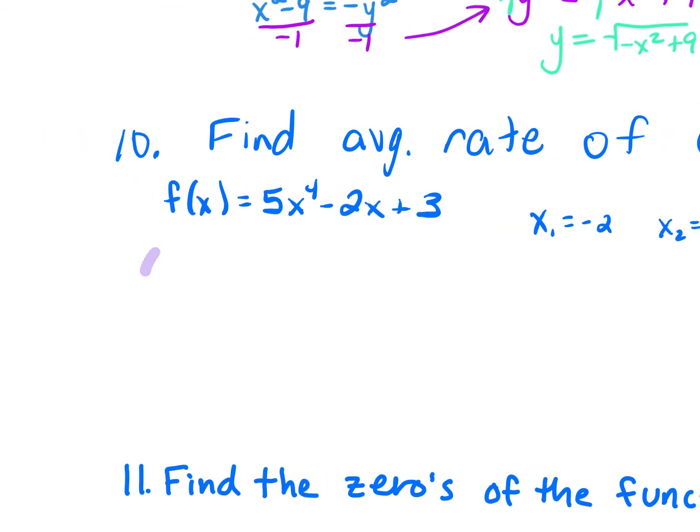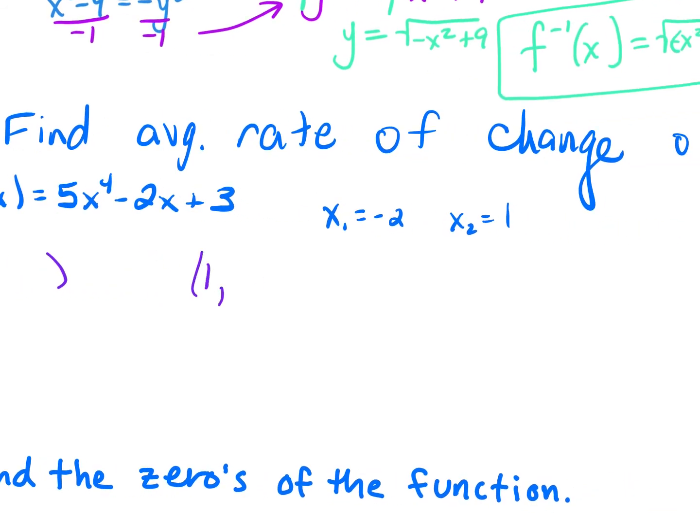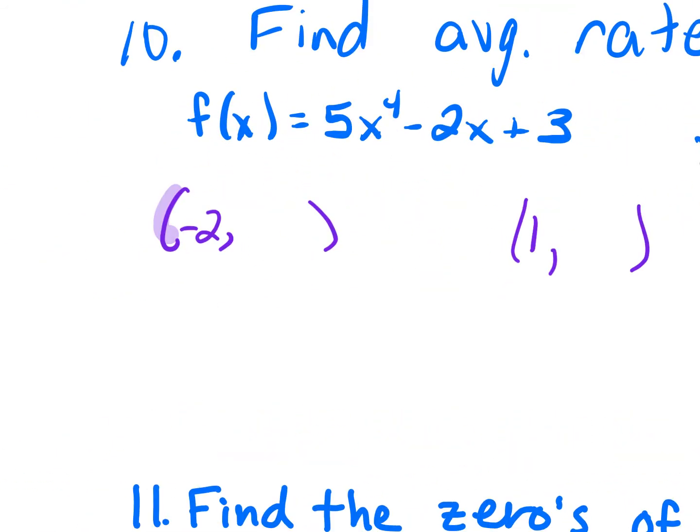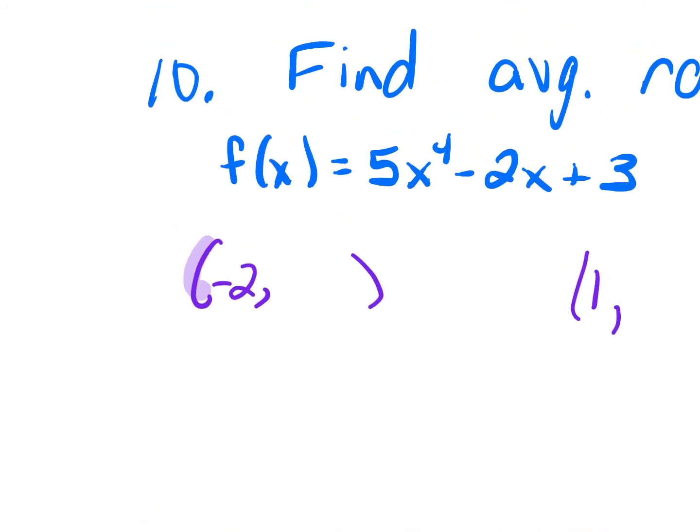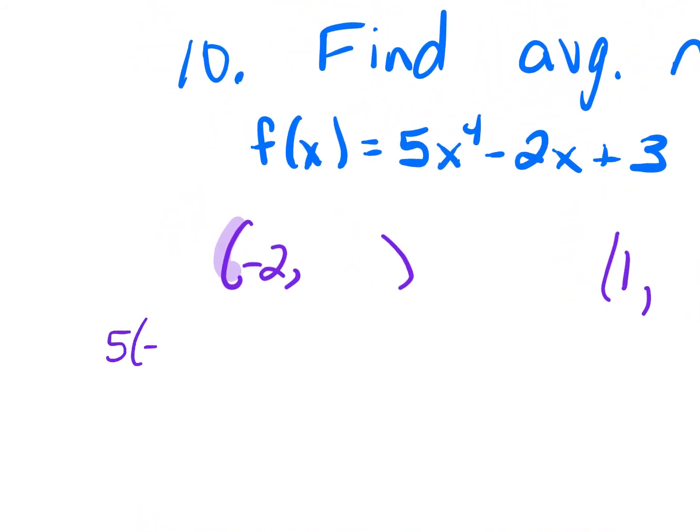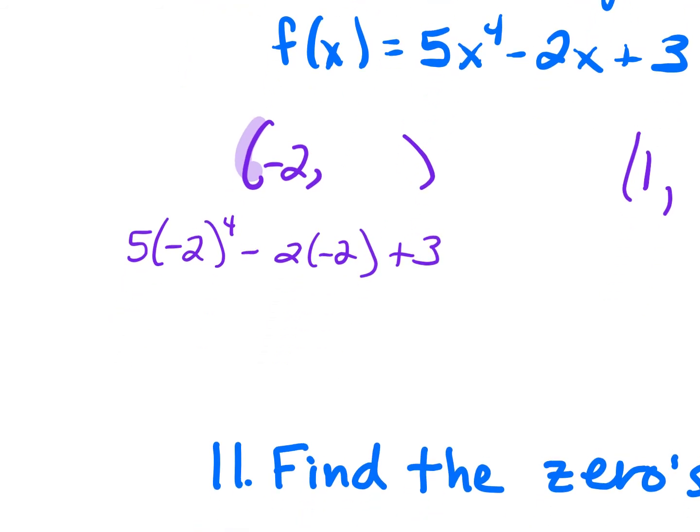So I have one x value is -2, correct? So -2. And then the other x value is +1. Agreed? So we're just going to evaluate. I'm going to say, okay, fine. Let's plug in -2 here. See what I get for y. So 5 times -2 to the 4th power minus 2 times -2 plus 3. Take your time here so we don't make silly mistakes.